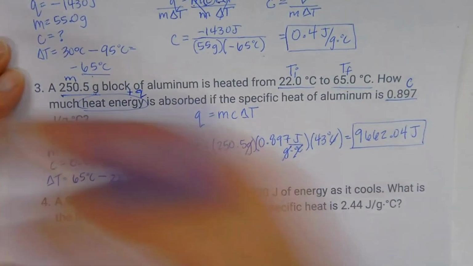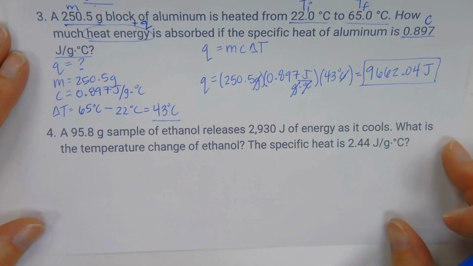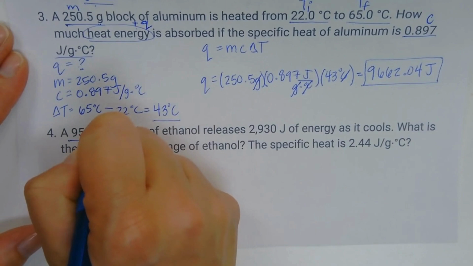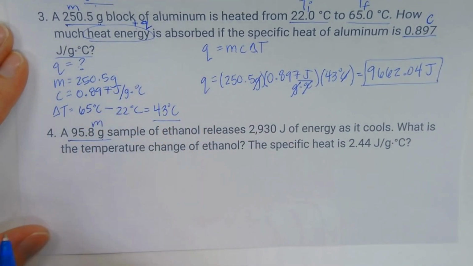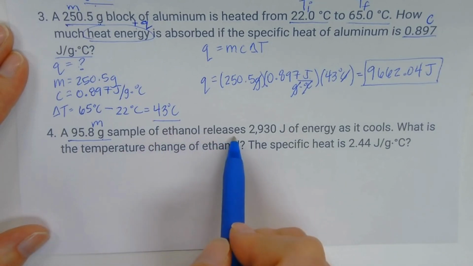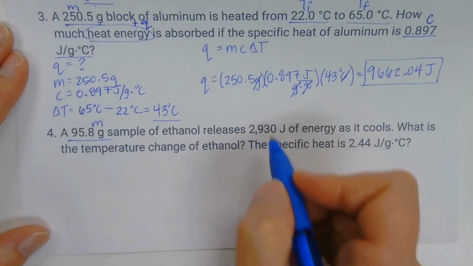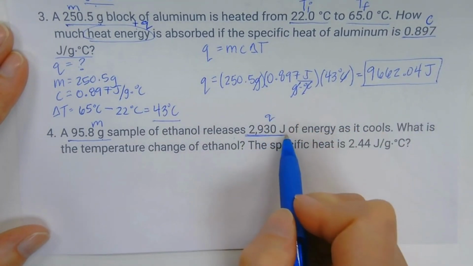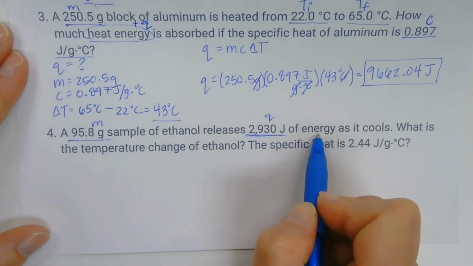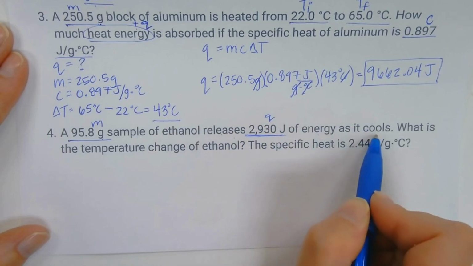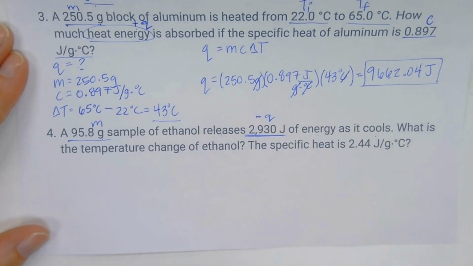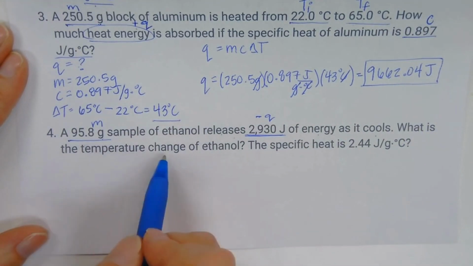Okay, last question for our practice. A 95.8 gram. Okay, stop. This is the mass, and we know this because it has the gram. Of ethanol releases 2,930 joules. Okay, so this we know is Q because it says joules of energy. But it also says it's releasing it and it's cooling down, which means my Q is going to be negative because we're releasing that energy. What is the temperature change of ethanol?